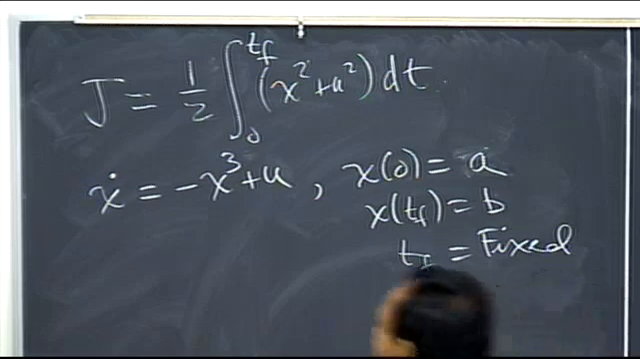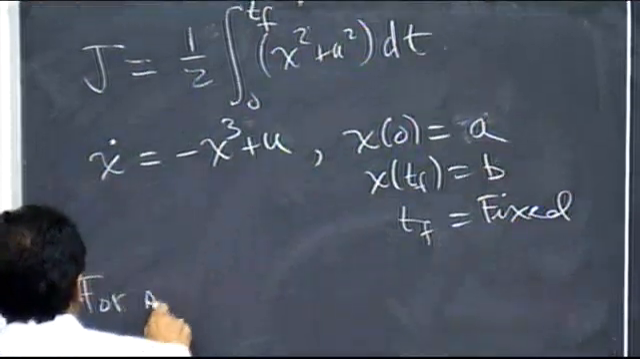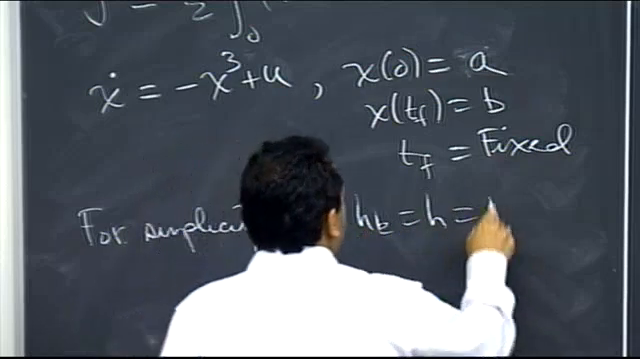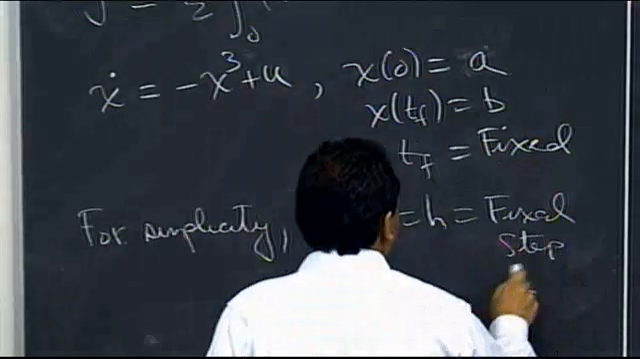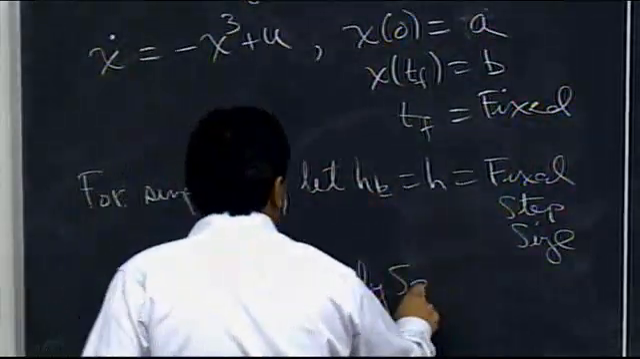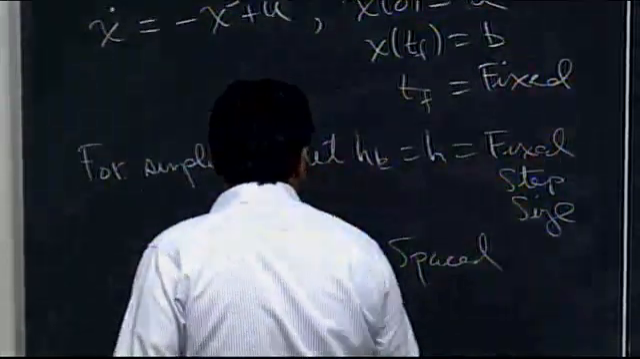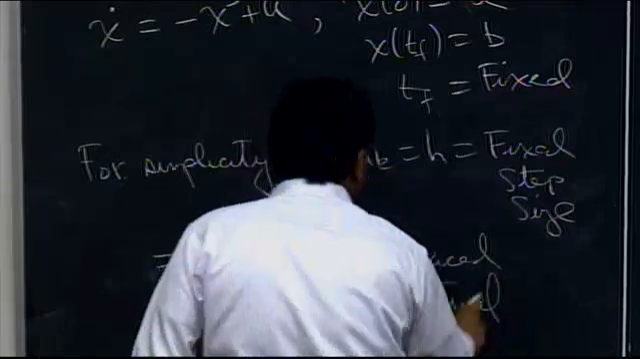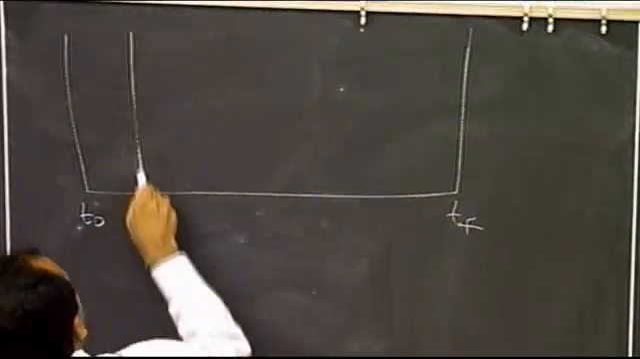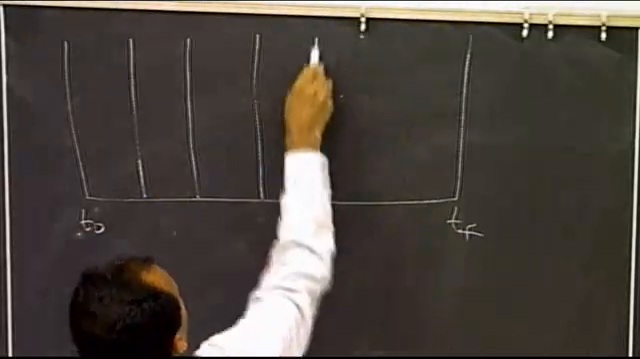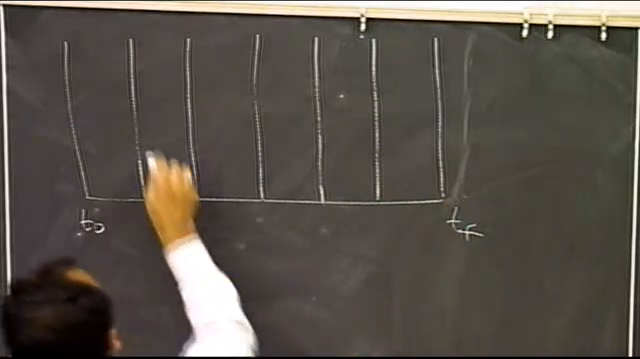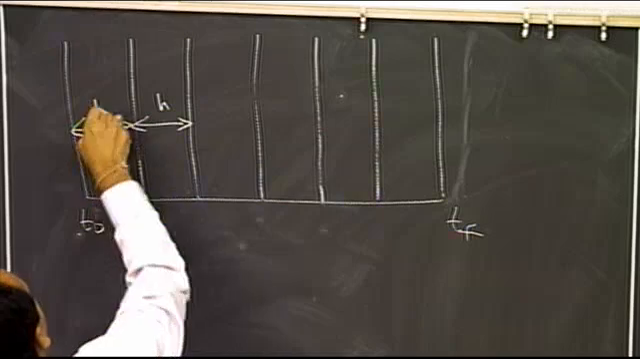Now, for simplicity in this problem, let h_k equal h, a fixed step size. So we're not going to break this up. This means that we're going to have a uniformly spaced time interval. So t0 to tf is going to look like this. We've got t0, we've got tf. Whatever these are, these divisions are going to be exactly the same width, as close as I can draw them on the page. So these are all going to be width h.